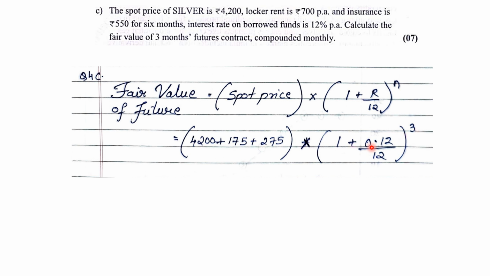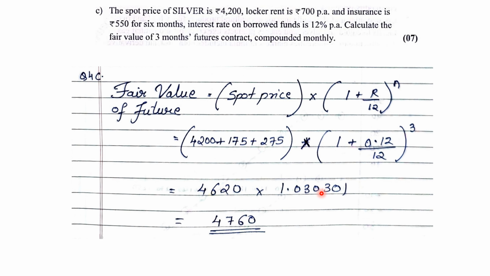Into 1 plus r, which was 0.12, 12%, and the number of periods is 3, so that is raised to the power of 3. So we add up 4,200 plus 175 plus 275, we get the value as 4620. 1 plus 0.12 upon 12 raised to the power of 3, we get it as 1.030301. You multiply this, we get the value as 4760. So that's the fair value of the future when it is compounded monthly.